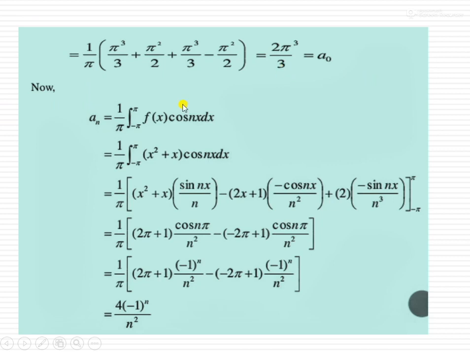Now we have to find an. an = 1/π ∫ from -π to π of f(x) cos nx dx. By substituting the value of f(x), we get 1/π ∫ from -π to π of (x squared plus x) cos nx dx. By integrating and putting in the limits, we get 4 into (-1)^n by n squared.